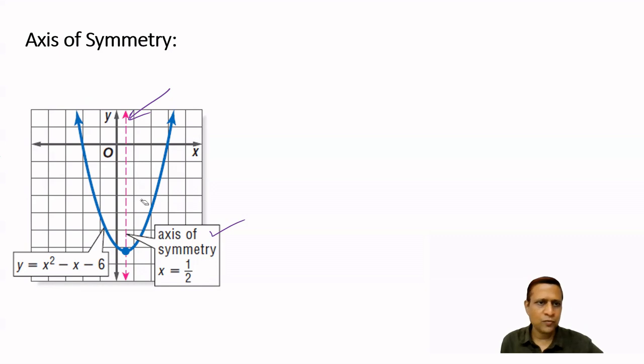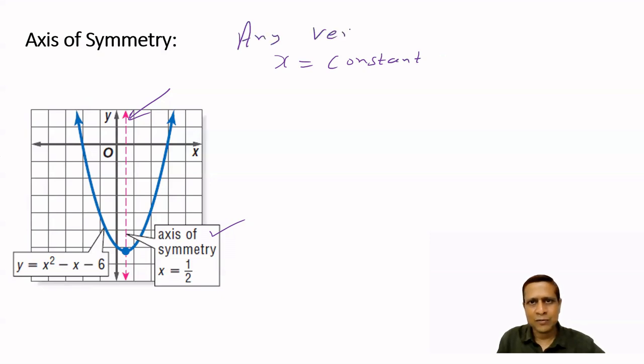Here, the equation of this line is x equal to half, right? Any vertical line is always of the form x equal to some constant number. So here it is x equal to half, right? Because this point is half. Correct. So this is axis of symmetry. And each and every quadratic function will always have axis of symmetry. Correct.